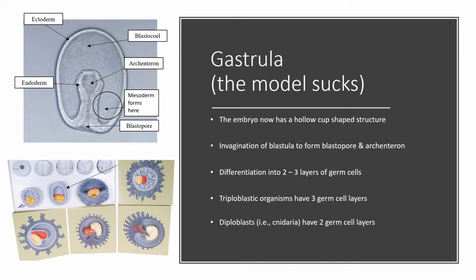This is an early stage gastrula. I just want to point out that humans are triploblastic organisms, so we have the 3 germ cell layers, but other organisms such as your jellyfish, which are your cnidaria, they only have 2 germ cell layers. So here, once again, you see the ectoderm and endoderm, and this is an echinoderm, so it is a triploblast. The mesoderm just hasn't formed yet.